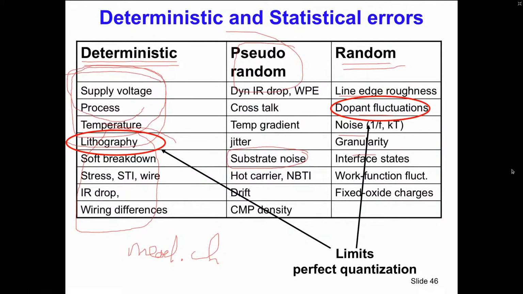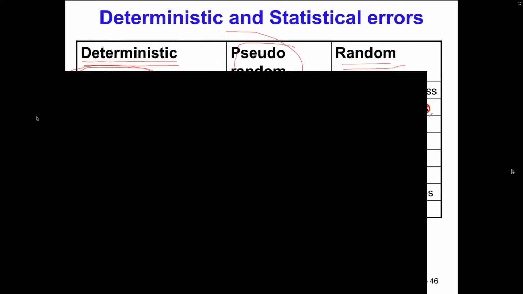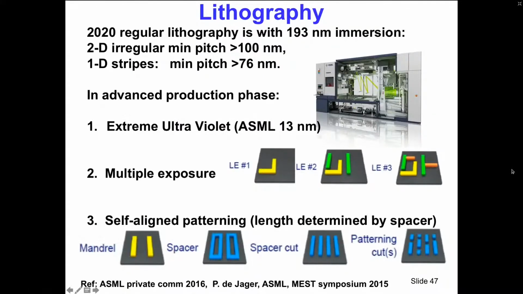I'll just concentrate, for your information, on lithography and on dopant fluctuations in this talk. First, of course, lithography. The lithography landscape is to a certain extent simple.